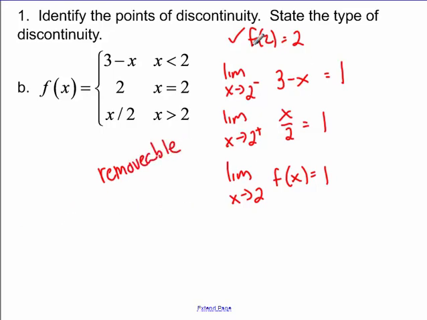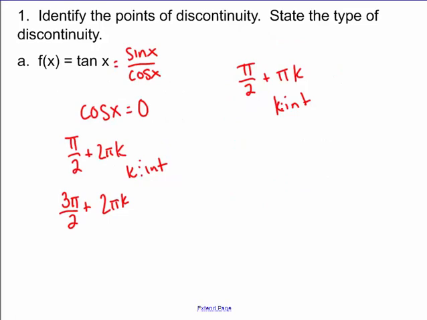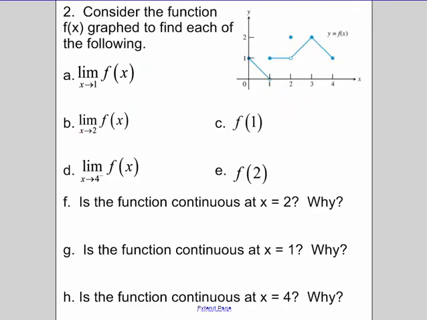And I just realized when I flipped over to this slide, I didn't give you the answer to the type of discontinuity for this problem, and that would have been an infinite discontinuity. I apologize about that.